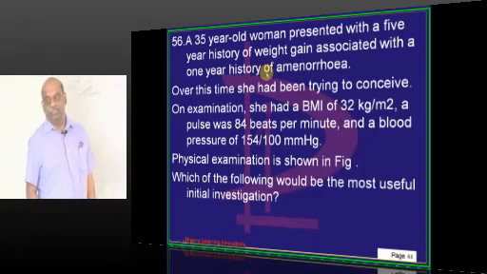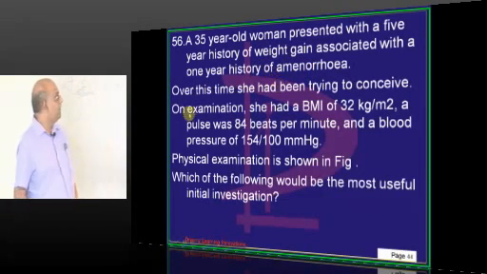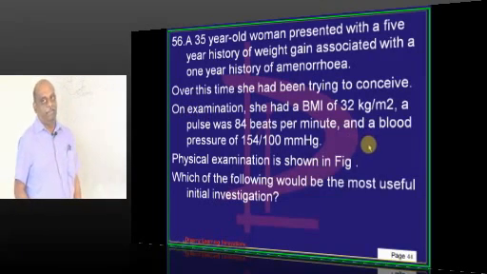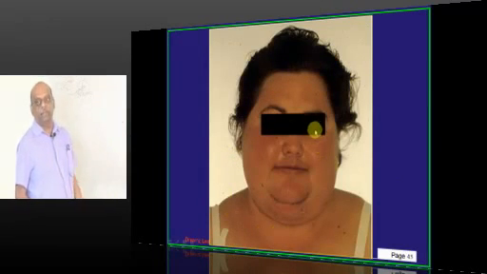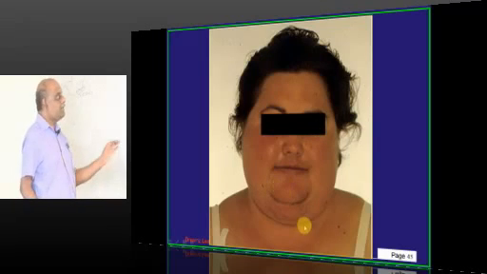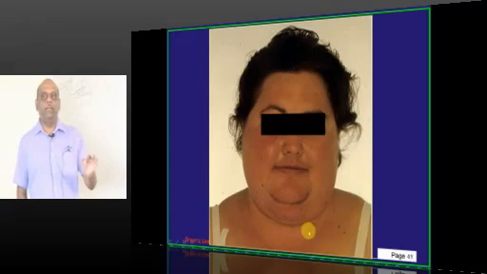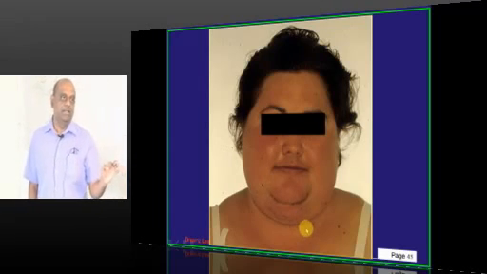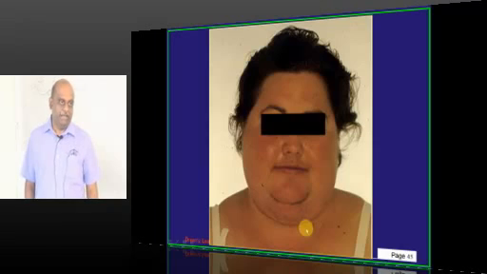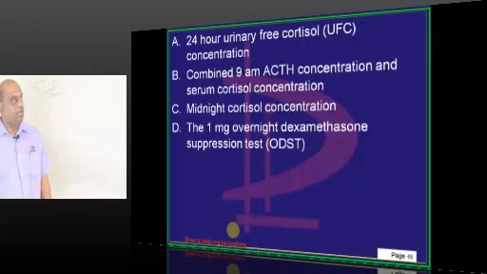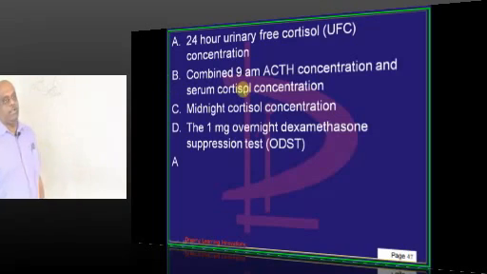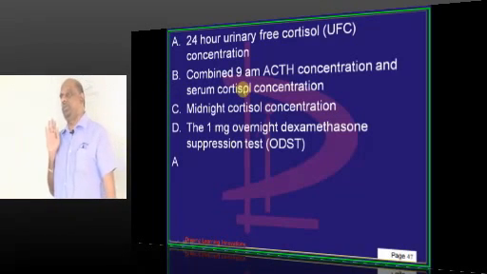A 35-year-old with weight gain, history of amenorrhea, and she had been trying to conceive, and physical examination is showing Cushingoid appearance, and you are suspecting that Cushing's is the possible underlying cause of her infertility, inability to conceive. So how will you prove your clinical suspicion of Cushing's? What is the first investigation you will do? Basically 24-hour urinary free cortisol levels is the first thing you should do.